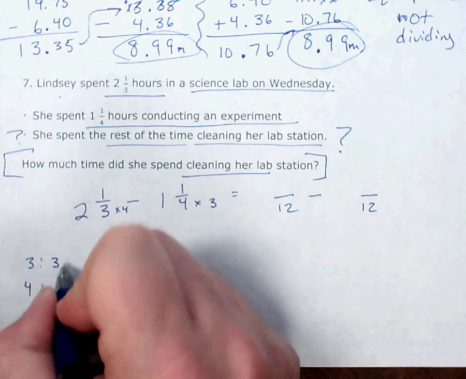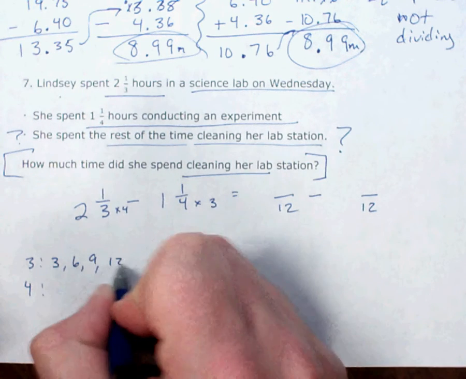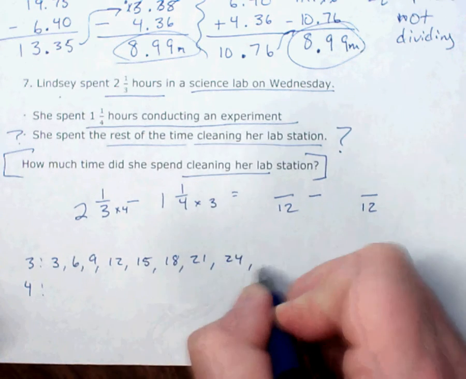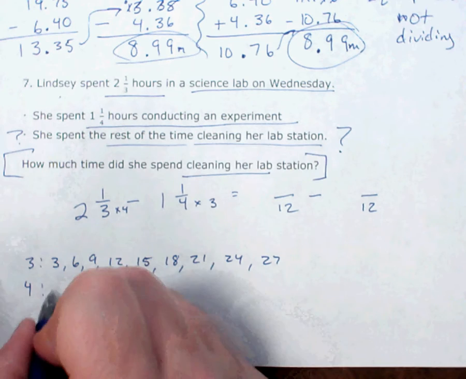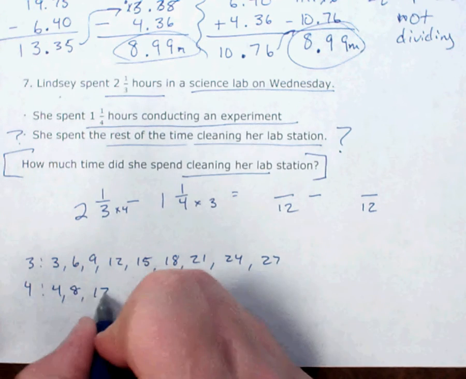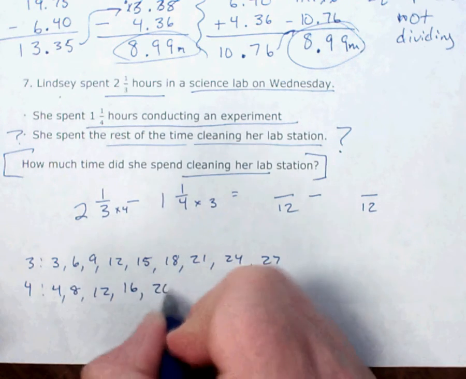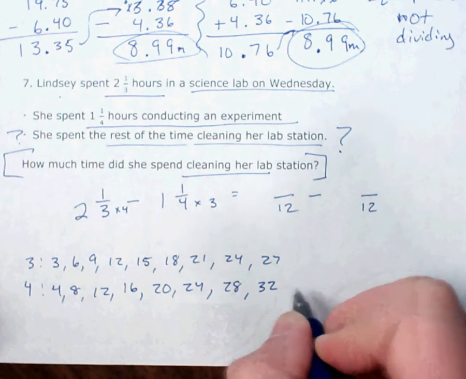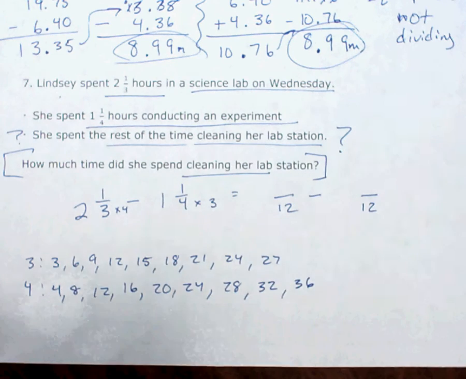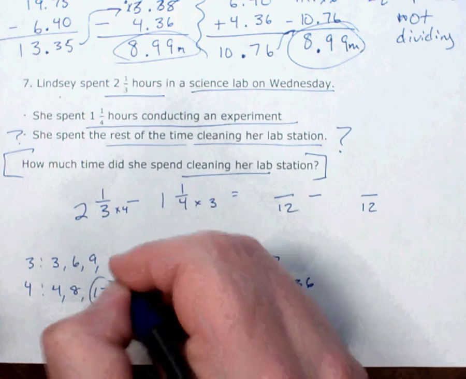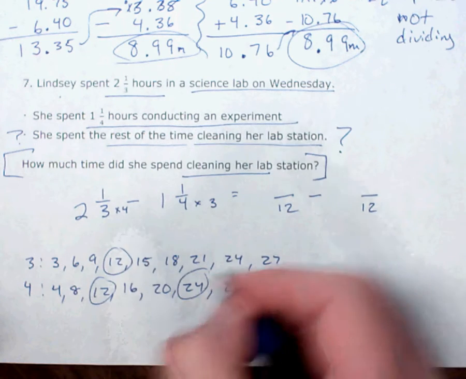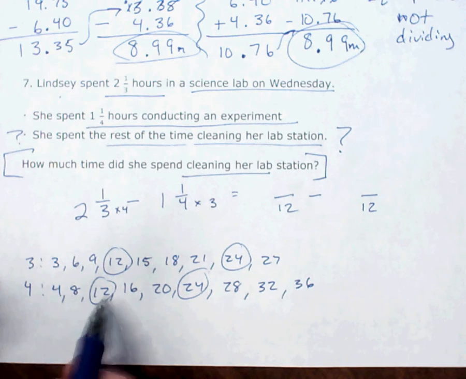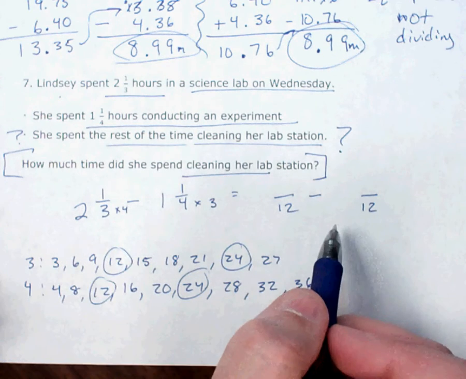So we got 3, 6, 9, 12, 15, 18, 21, 24, 27. And here we've got 4, 8, 12, 16, 20, 24, 28, 32, 36. And so I can see that I've got a couple in common, but 12 is the smallest of the two. So it just so happened that this method gave me these as well.